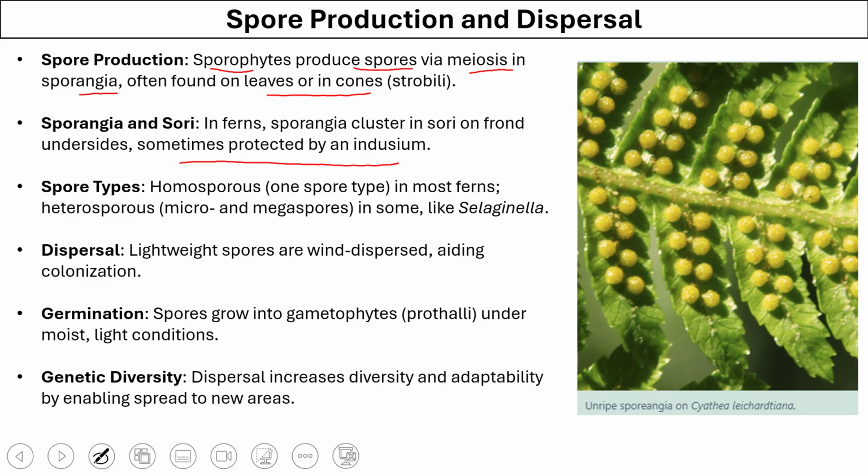So the pteridophytes can form the same type of spore in a condition called homospory, or two different kinds of spores in the process of heterospory. The spores are usually light in weight and they are dispersed through wind. The spores germinate to form gametophyte, which is a haploid structure in the life cycle of pteridophytes. Because the spores can fly away and disperse, this increases their diversity and their adaptability to newer environments.